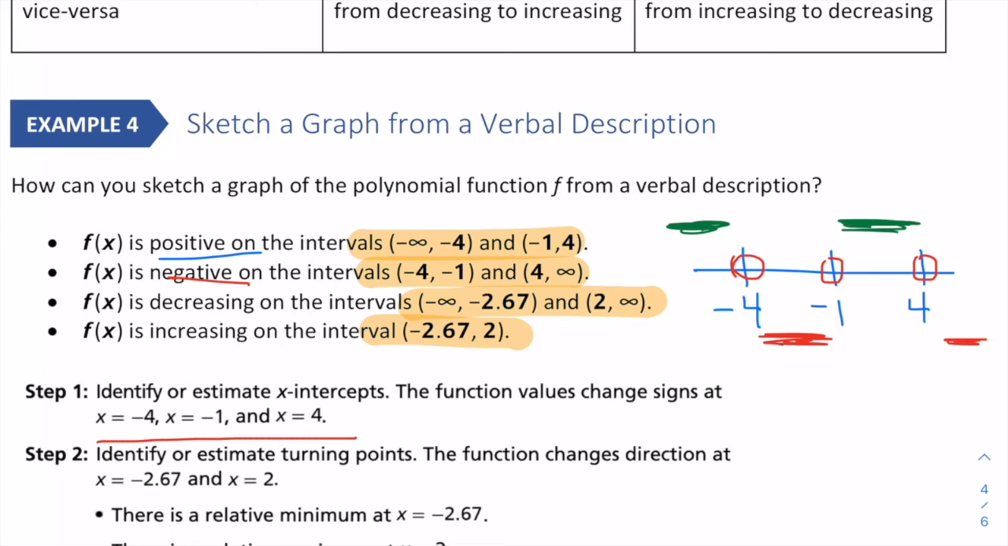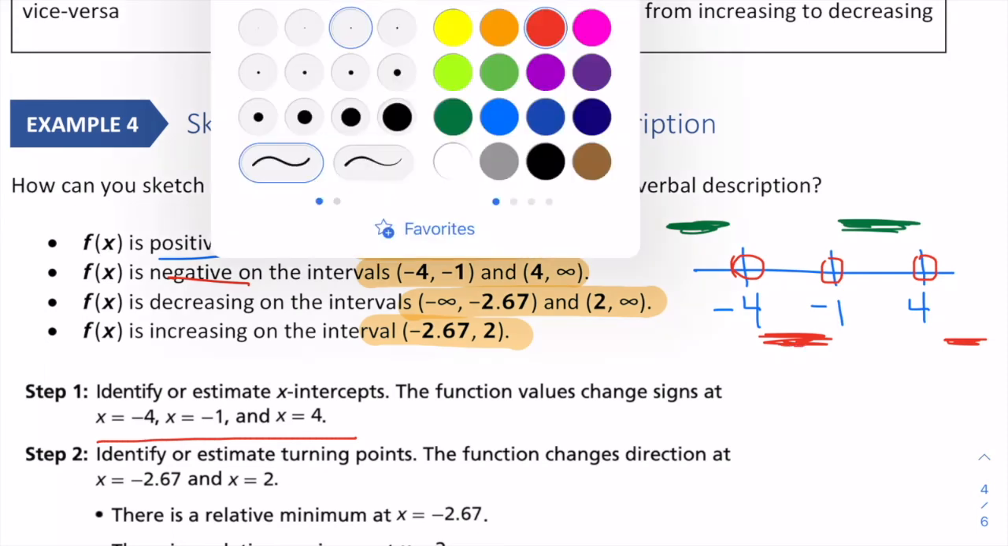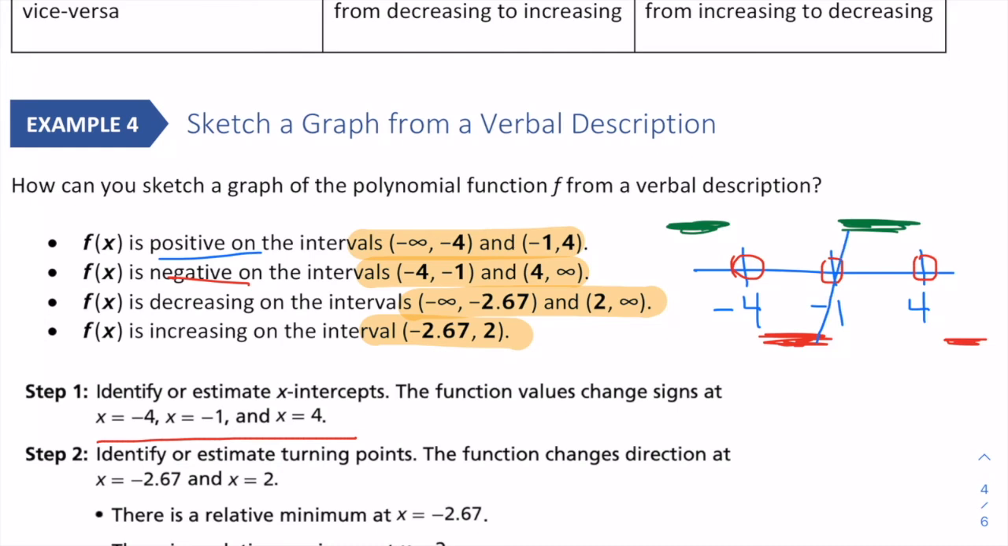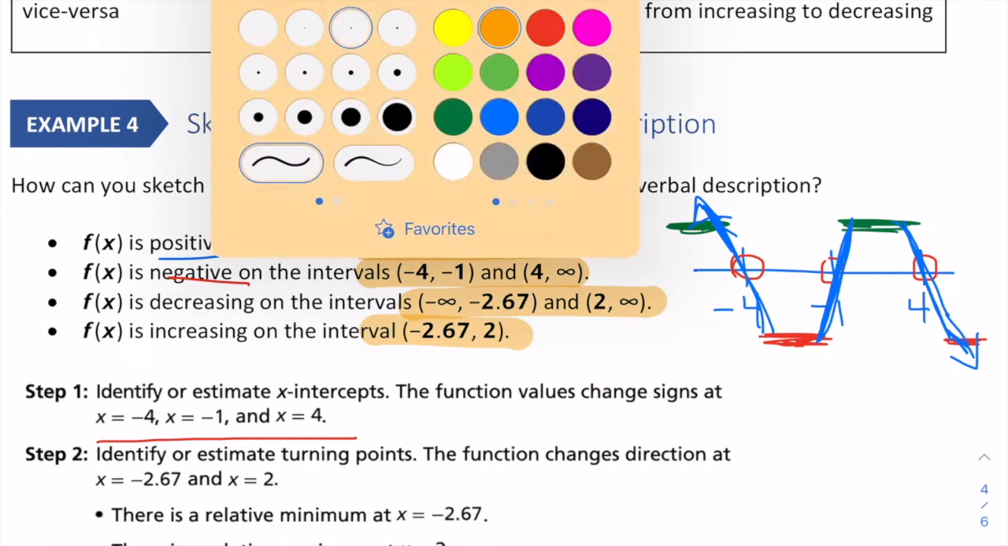If this is negative, it has to go through this x-intercept, or I could say 0. And we know it's going to go through this one here. So in general it's going to go up and down, and then this function is going to end going up. This function will end going down. Now we want to figure out some of these turning points. So the turning points are going to be in between.